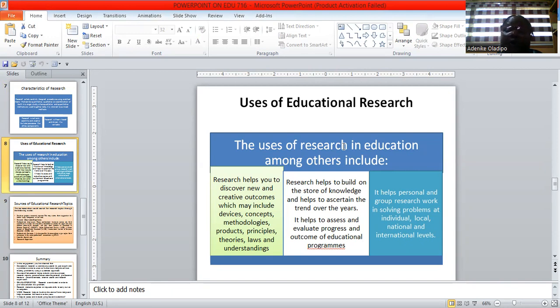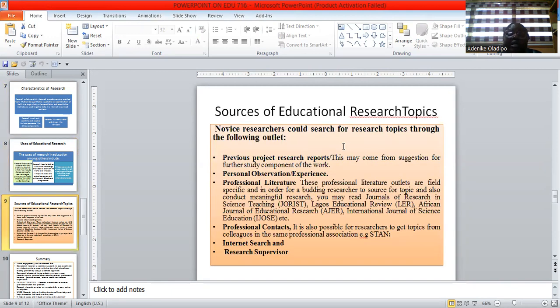These are uses of educational research. Let us look at the sources of educational research topic. As a would-be researcher or beginner researcher, you would need to know where to search for your research topics, how to go about your searching. The first place to visit, or the first source of educational research topic, is previous project research reports.